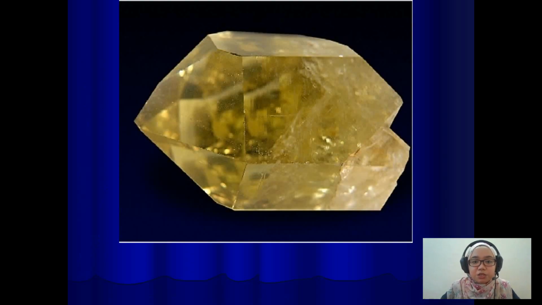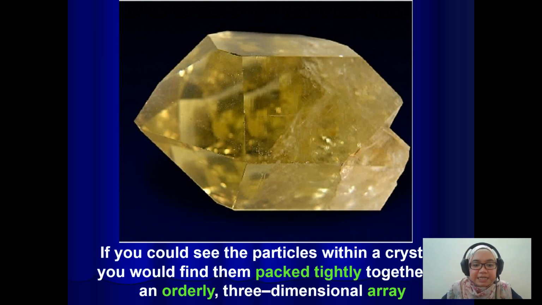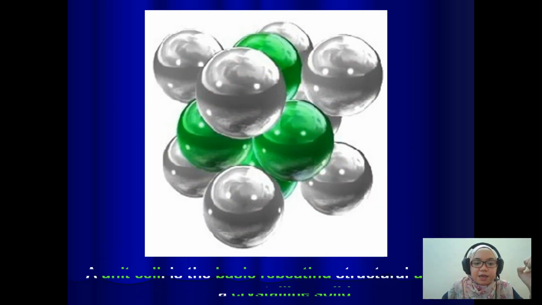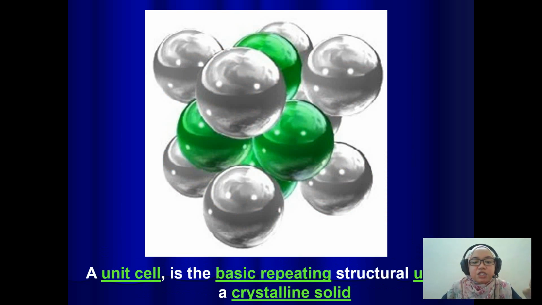Alright. So this is an example of a crystal. If you could see the particles within a crystal, you would find that they are actually packed tightly together in an orderly 3D array. So the particle arrangement of the crystal solid is very tightly packed together. And a unit cell is actually the basic repeating structural unit of a crystalline solid. We're going to look at that after this.